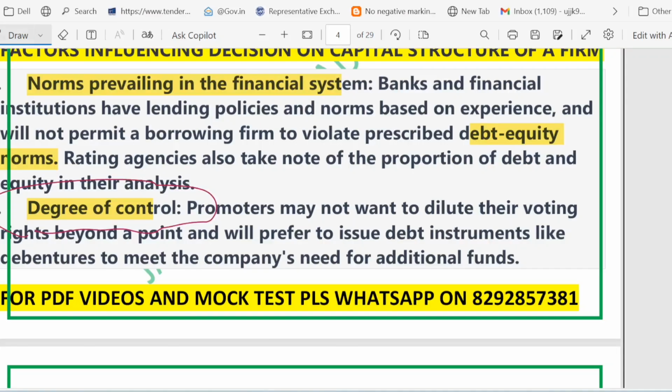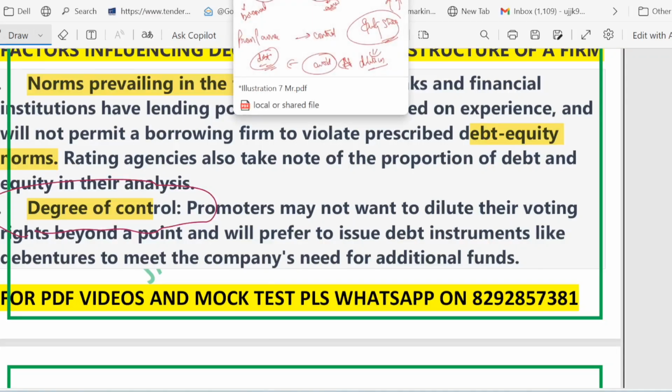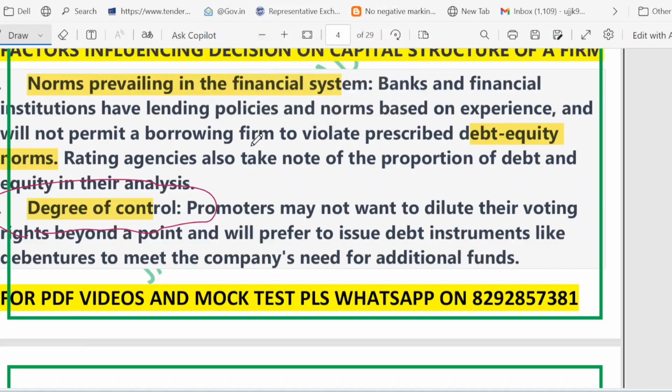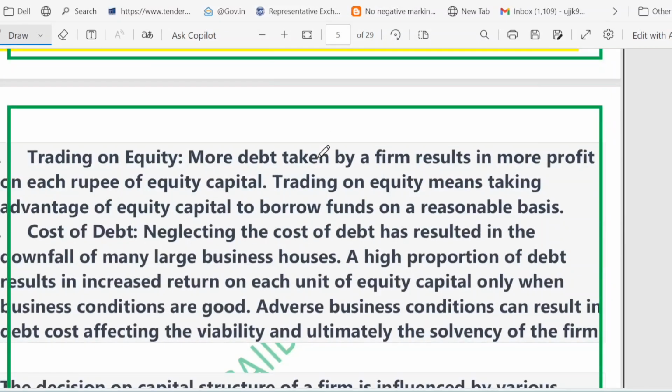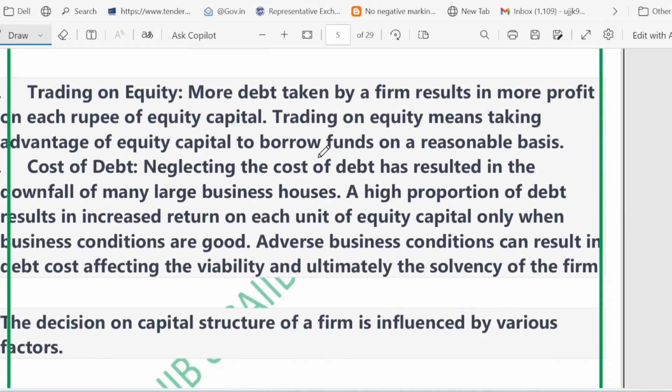The third point is, so we are talking about what are the factors, right? We are talking about how a firm decides how much debt and how much equity to keep. The third thing is trading on equity. So what is the meaning of this trading on equity?